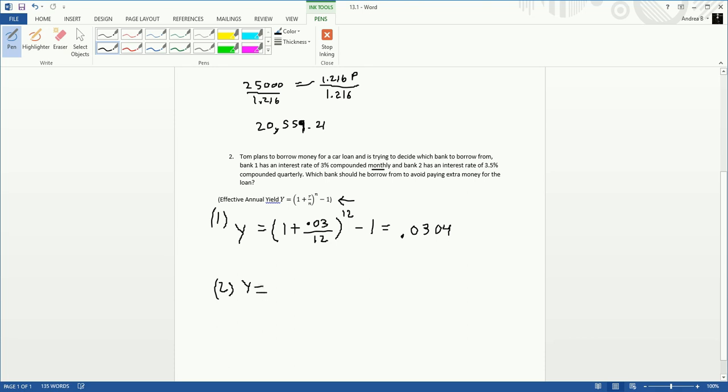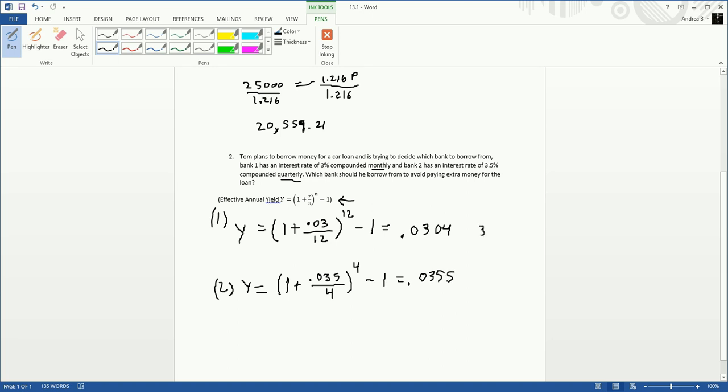For bank 2, we'd have a similar process. We would have the 1 plus, in this case we had 3.5%, so that would be 0.035, over, in this case it was compounded quarterly, so that means 4 times per year. So for n we would have 4, and then make sure the minus 1 at the end, otherwise your value is going to be more than 1. So here we would have 0.0355.